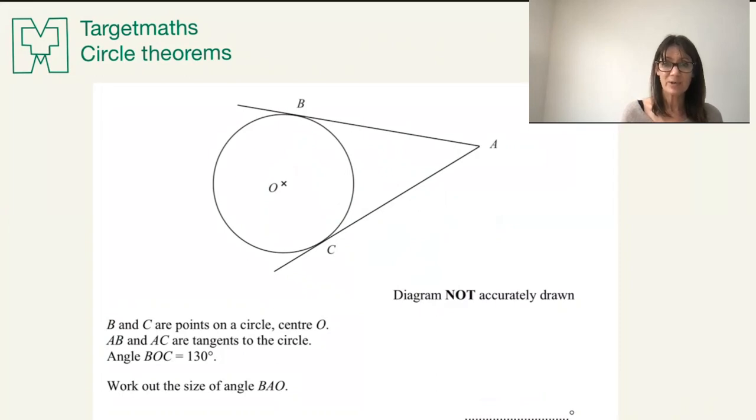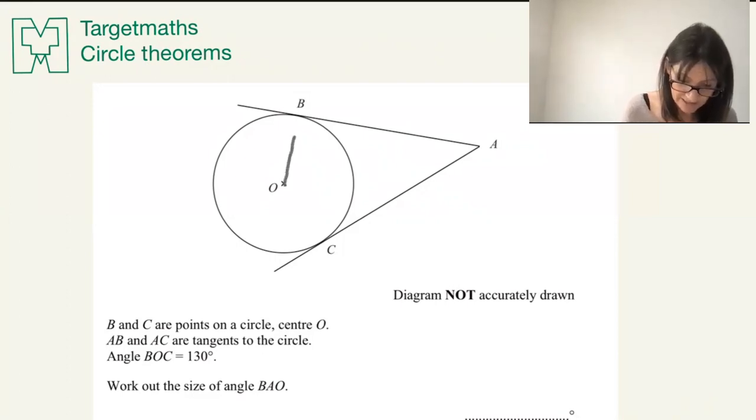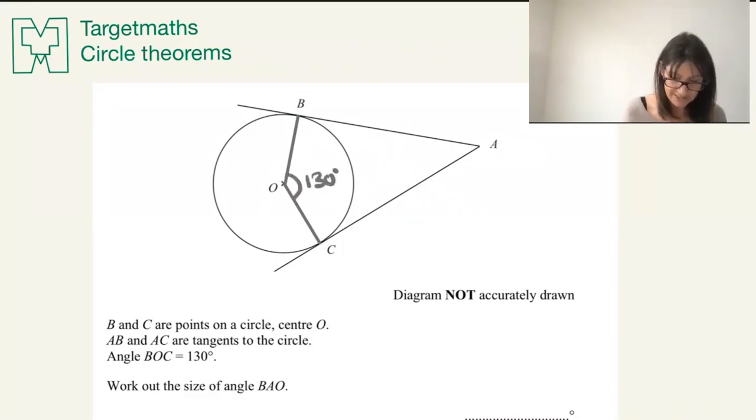Okay, B and C are points on a circle. You've got a center point marked as well. AB and AC are tangents. And angle BOC is 130 degrees. So the first thing that I'm going to do, I'm going to try and do it with my straight edge as well, but we'll see how that goes, is I'm going to mark on angle BOC being 130 degrees. I have to work out the size of angle BAO.